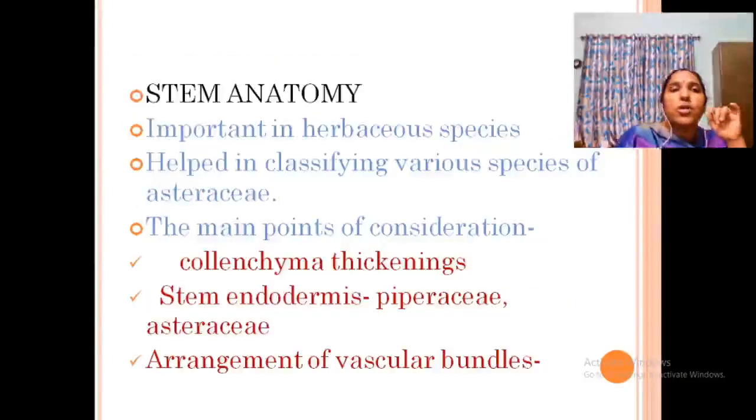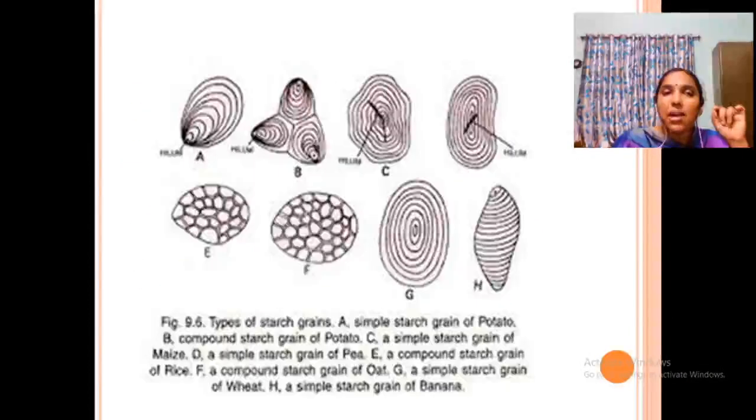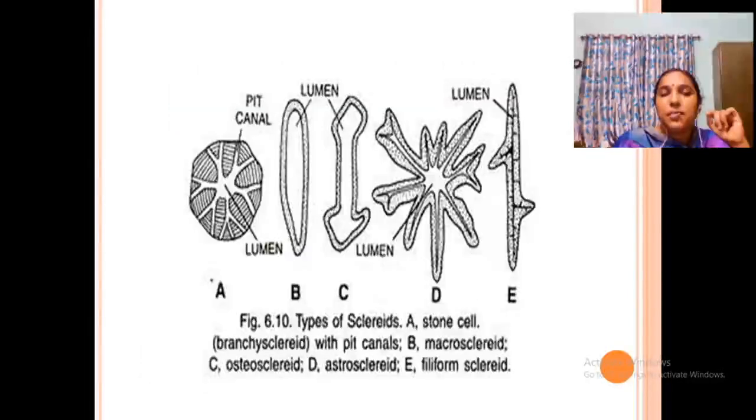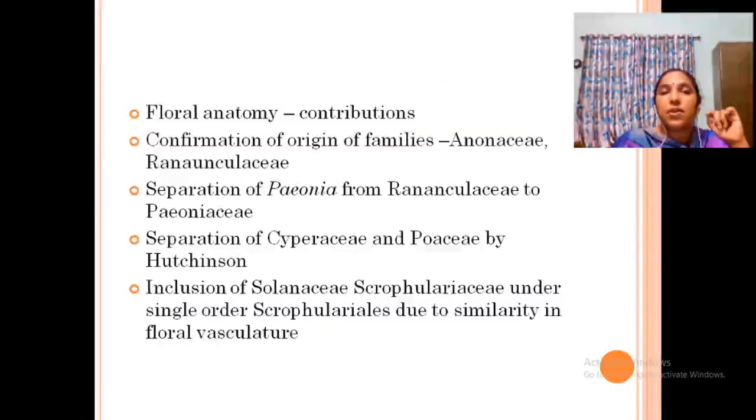Now stem anatomy is also peculiar to some species. Some species of Asteraceae are classified mainly based on stem anatomy. For example, collenchyma thickenings, stem endodermis, special in Piperaceae and Asteraceae, arrangement of vascular bundles, amphicribal vascular bundles, then starch grains, then presence of types of tracheids, their structure, etc.